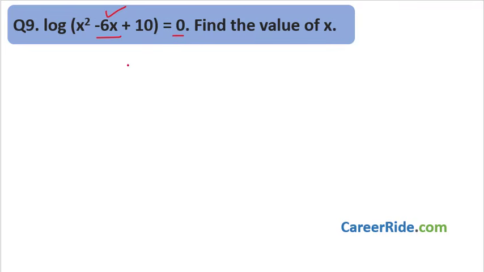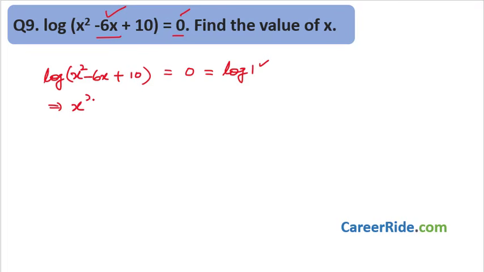Okay, now for this type of question, let's see the right hand side first. This 0, if we try to write it in the form of a log, we know that log 1 is always 0, right? So let us write it as log 1. Now log of x square minus 6x plus 10 is equal to log 1, which means x square minus 6x plus 10 is equal to 1, right? Now this is a quadratic equation that you have to solve.